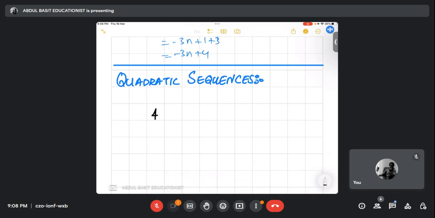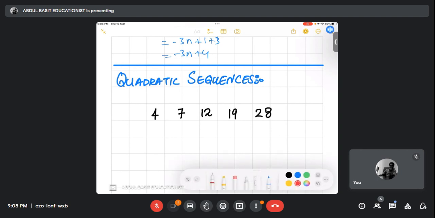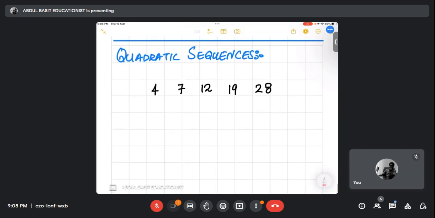Okay, so it's 4, 7, 12, 19 and 28. First of all, look at the sequence very carefully. Is this sequence arithmetic? Yes or no? No. To decide whether this sequence is arithmetic or not, we have to find out the first difference.